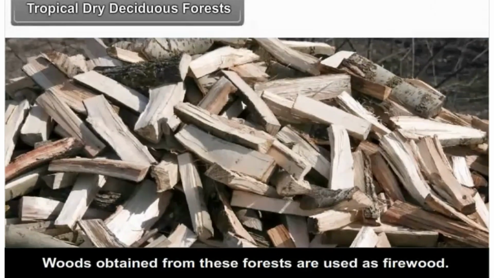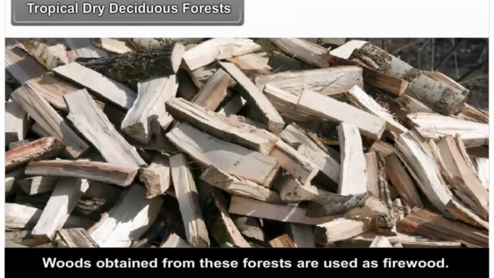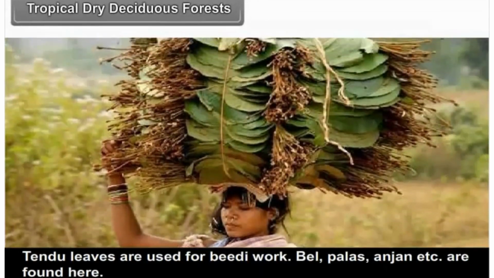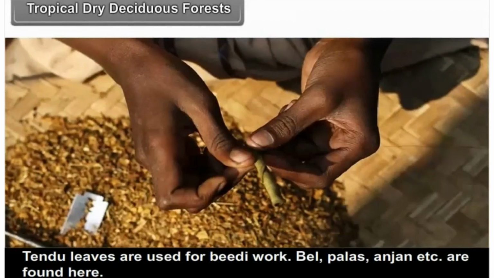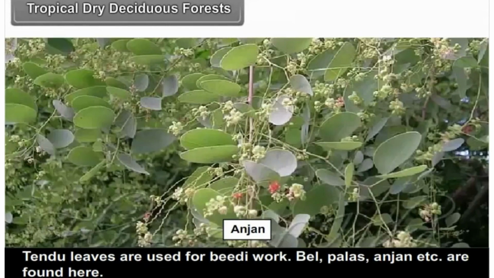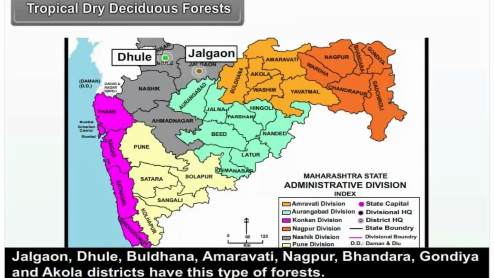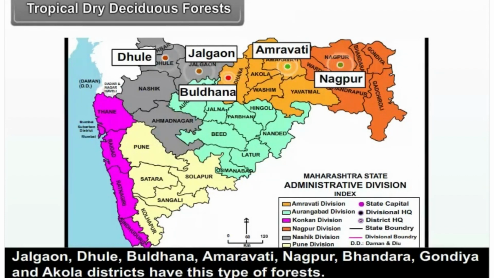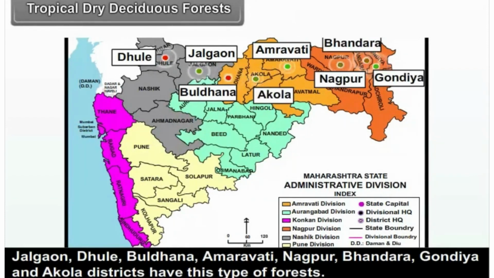Woods obtained from these forests are used as firewood. Tendu leaves are used for bidi work. Bel, palas, anjan, etc. are found here. Jalgaon, Dhule, Buldhana, Amravati, Nagpur, Bhandara, Gondia and Akola districts have this type of forests.